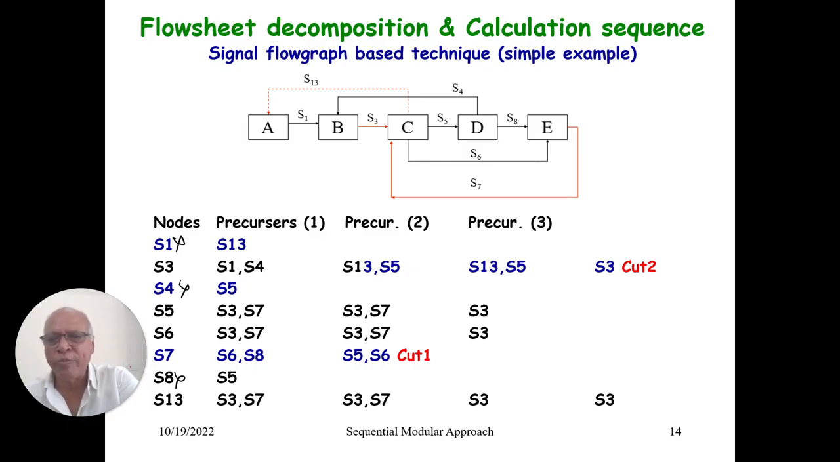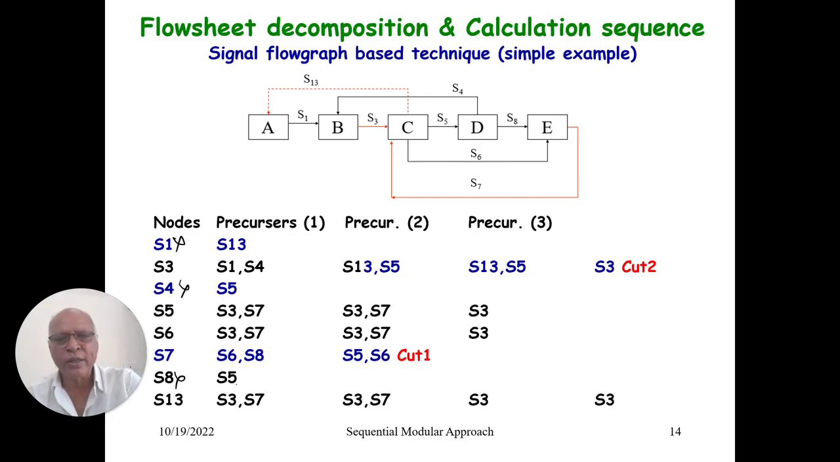So S8 is being replaced by S5. I don't have a problem with S5 because it is continuing even in the second level. Similarly, S1 is replaced with S13 because S13 is also continuing. So try to take care that whenever you are writing the precursor list, you are not supposed to make use of any nodes which are eliminated at that point of time. Now, once again, you can see in this problem that the number of precursors required for all the streams is 2.